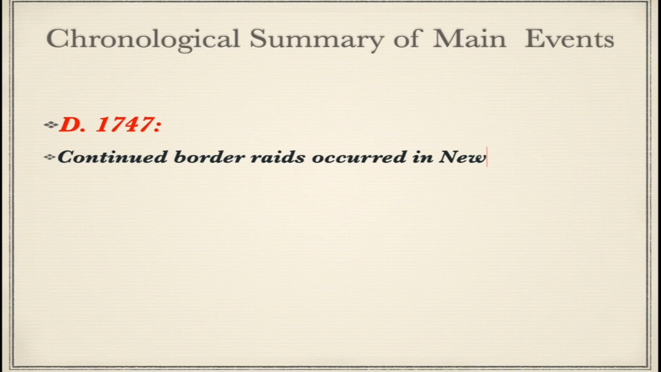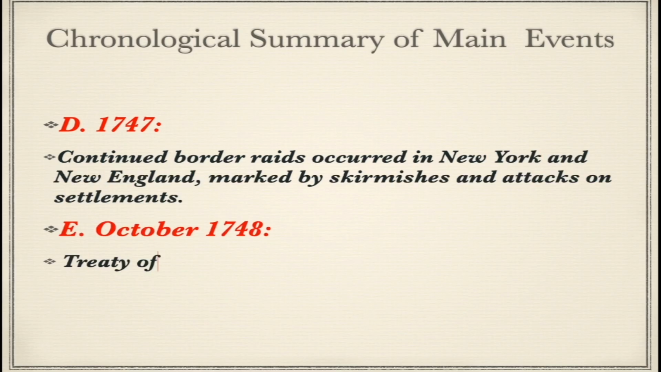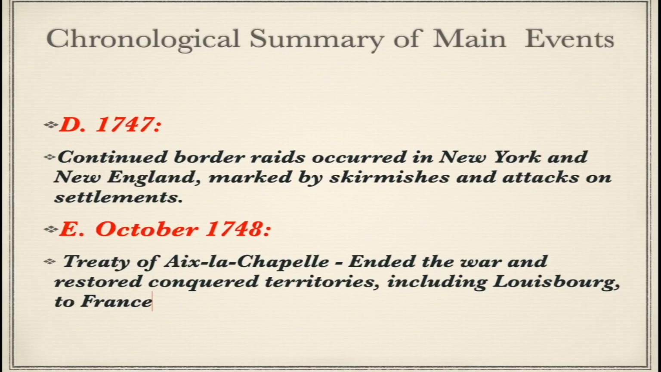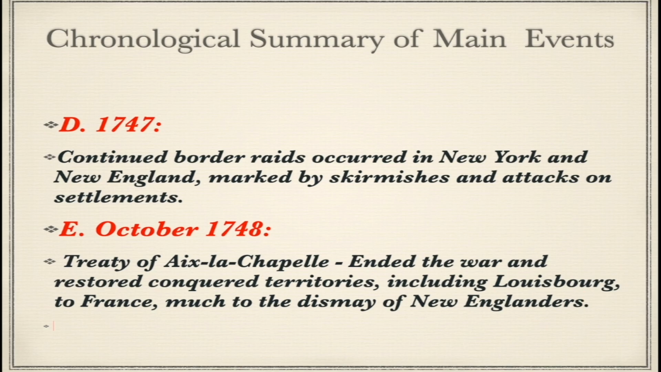D. 1747. Continued border raids occurred in New York and New England, marked by skirmishes and attacks on settlements. E. October 1748. The Treaty of Aix-la-Chapelle ended the war and restored conquered territories, including Louisbourg, to France, much to the dismay of New Englanders.